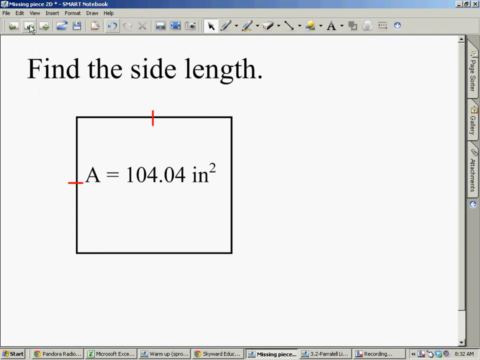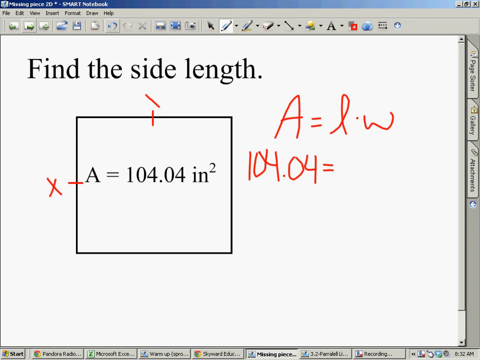Next example, find the side length of this square. I know it's a square because I have these little red marks, ticks here, and these ticks tell me that these two sides are the same. Okay, so I have the area, so I'm thinking about my formula for area of a square. The formula is length times width. Okay, now I'm going to fill in what I know. I know the area is 104.04. I don't know the length and I don't know the width, but I do know that they're the same. So I'm going to call them x for now, since they're the same. So I get x times x.